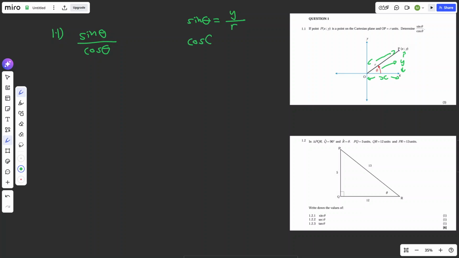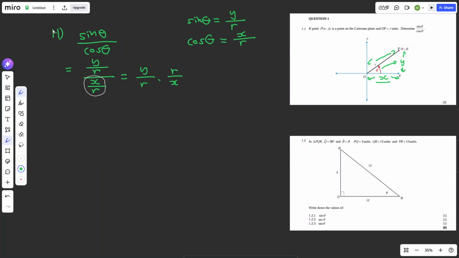Next, cosine of theta we're going to represent as adjacent over hypotenuse. So the adjacent here is x, and the hypotenuse is r. And that is basically it. So now if we substitute that in here, we'll have y over r divided by x over r. But we want to rewrite this in a neater format, right? So we're going to basically take the term at the bottom here and flip it around. So when we flip it around, we're then going to be multiplying. So we're going to have y over r multiplied by r over x.